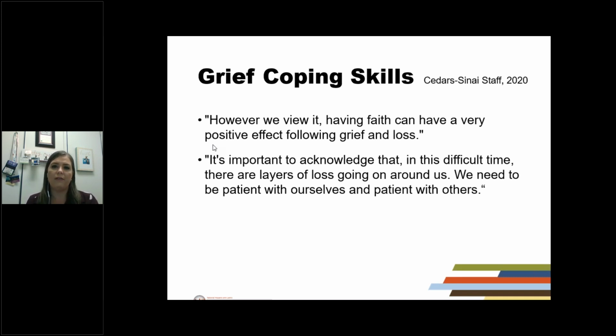However we view it, having faith can have a very positive effect following grief or loss. And it is important to acknowledge that, as I stated before. In these difficult times, there are layers of loss going on around us. We mentioned primary and secondary losses. So we need to be patient with ourselves and patient with others.